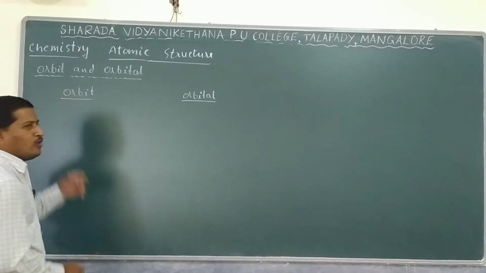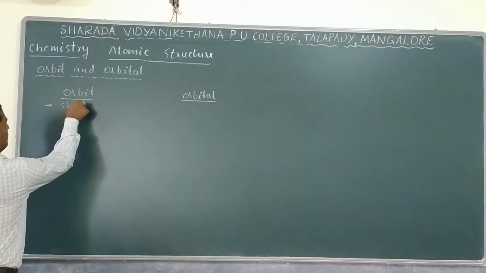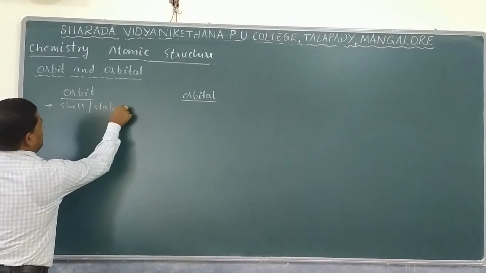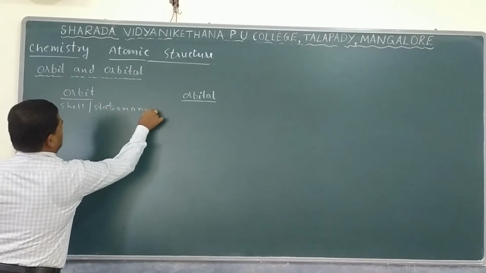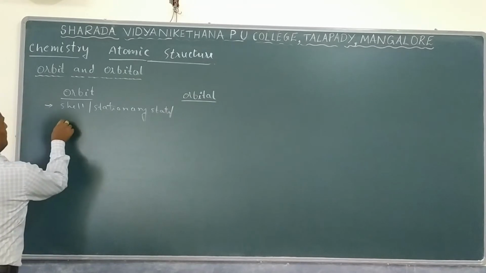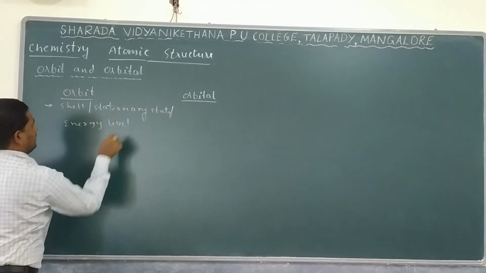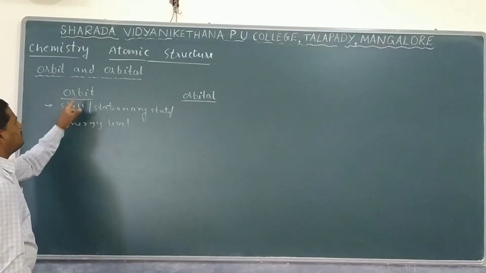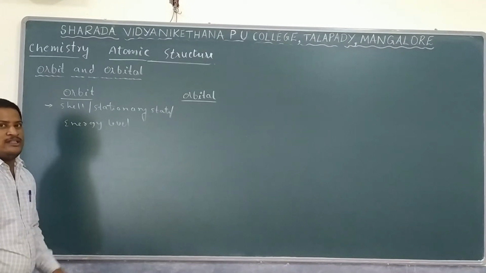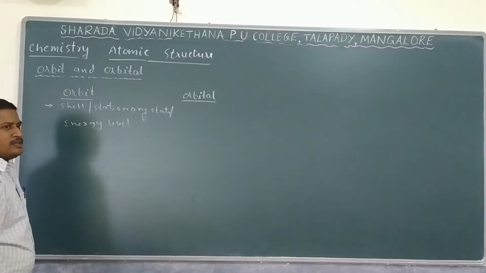Let us see first orbit. This orbit is also called by one more name, shell, or another name, stationary state. It is also called by another name, that is energy level. So these are the other names for the orbit, and this term was introduced by Niels Bohr in his Bohr's atomic model. So this is the one term observed from the atomic model.